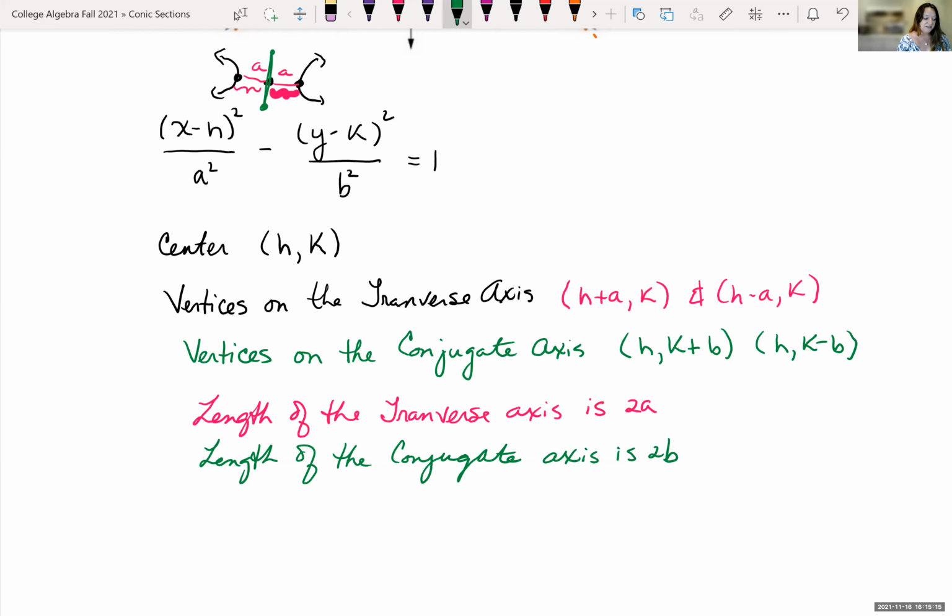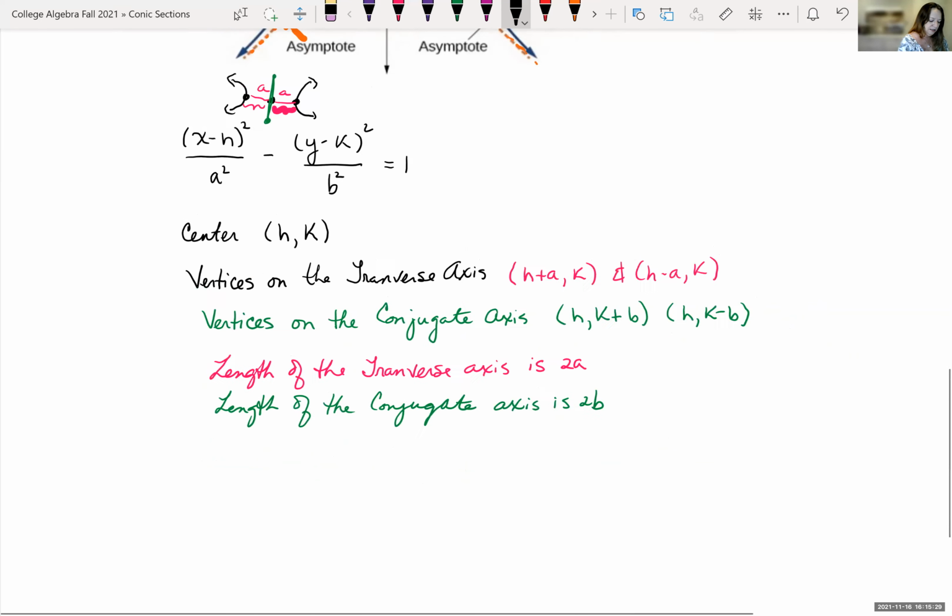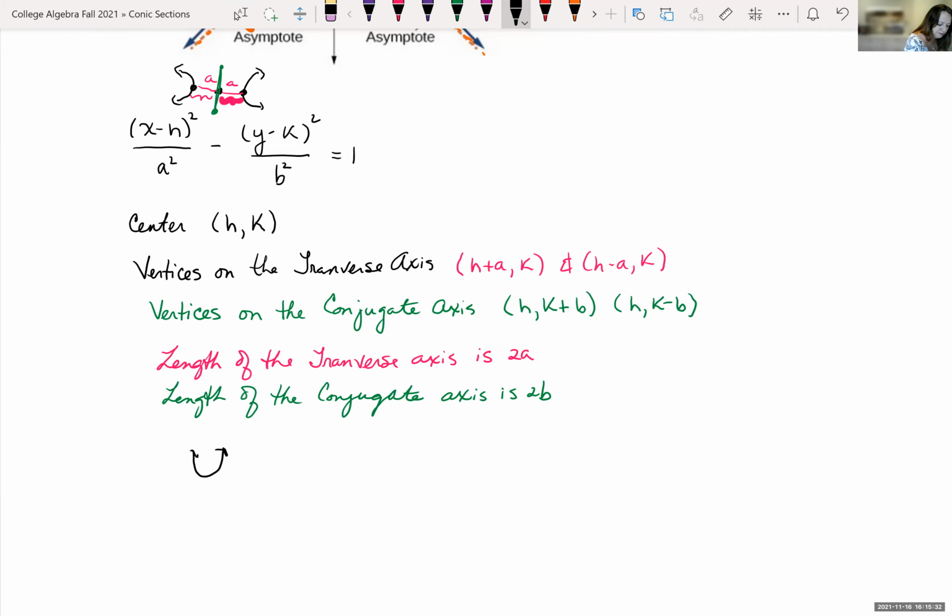Okay, so this is just if it's facing towards the x-axis. If our hyperbola shape was facing towards the y-axis, then it's a little different. So if it looks similar to this, the standard form of this is going to be y minus k quantity squared all over a squared minus x minus h quantity squared all over b squared is equal to 1.